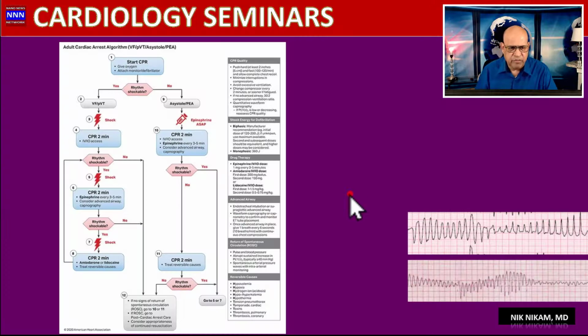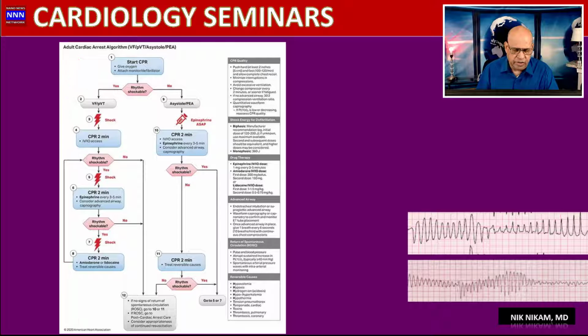All right, let us begin with the high quality CPR. Once you have a witnessed arrest or an unwitnessed arrest, you call for help. You give oxygen if it's available. Then you attach an automatic cardiac defibrillator. Once you attach it, you can analyze the rhythm. Once the rhythm is analyzed, you make a determination: is there a rhythm that can be shocked? Yes or no. From there we proceed.